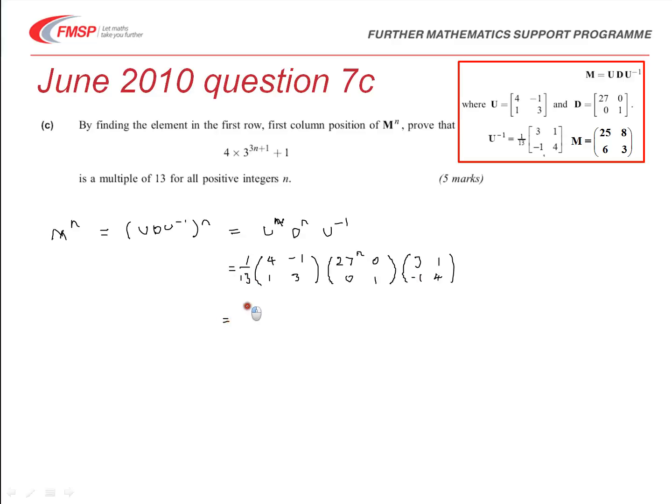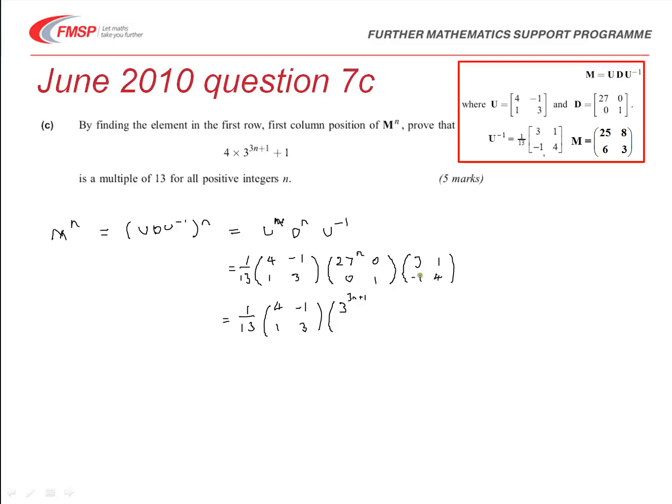Well, again, we can now start to multiply these together. So again, starting from the right hand end. To begin with then, we've got 27 to the power of n times 3, 0 times minus 1. So 27 to the power of n times 3. Well, if we write that as a power of 3, 27 is 3 cubed, so that's 3 to the power of 3n, and then times by 3, so that becomes 3 to the power of 3n plus 1.